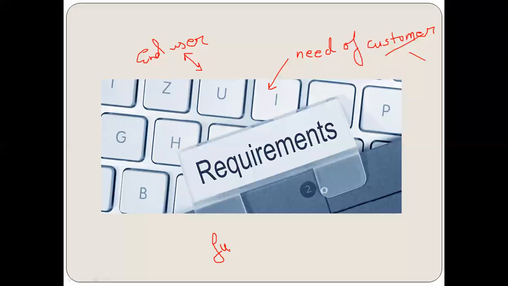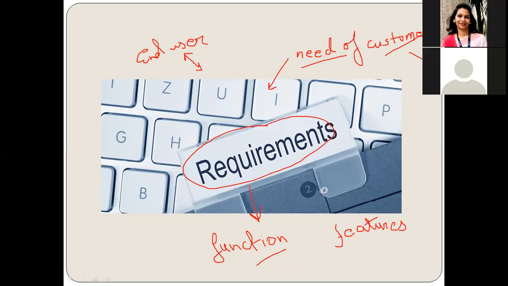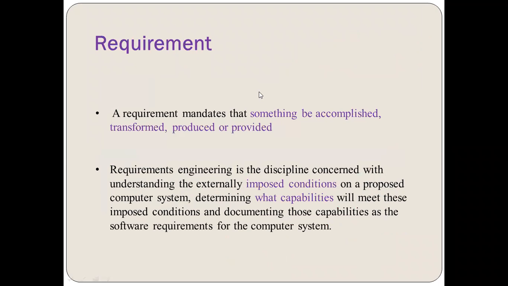So the other term that comes up is functionalities. What functionalities are needed in the software, what we want the software to perform? All these things are functionalities, or I can say features of the software. All these are attained through the requirements. We get all these things from the requirements.